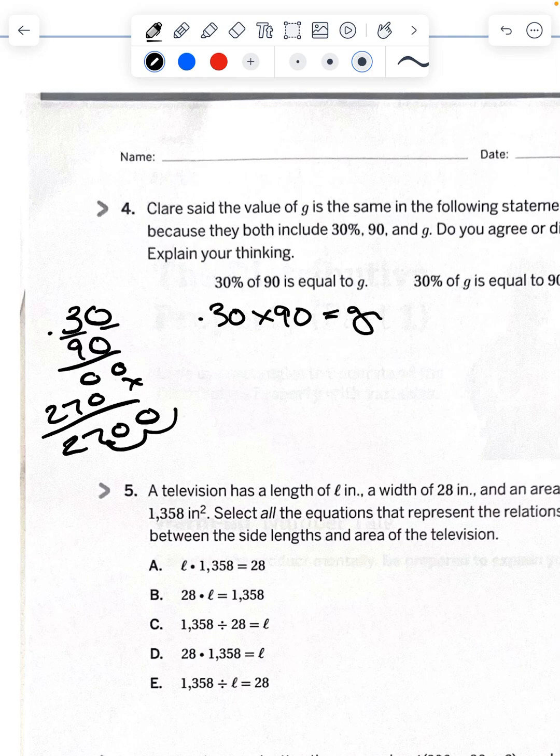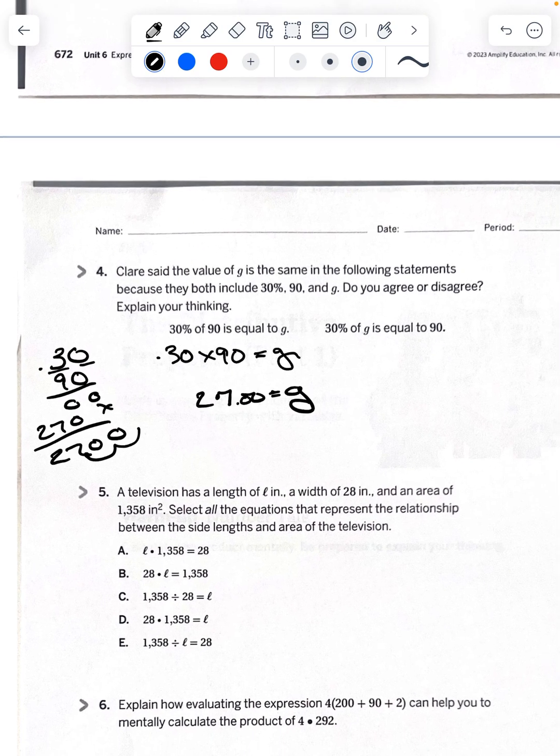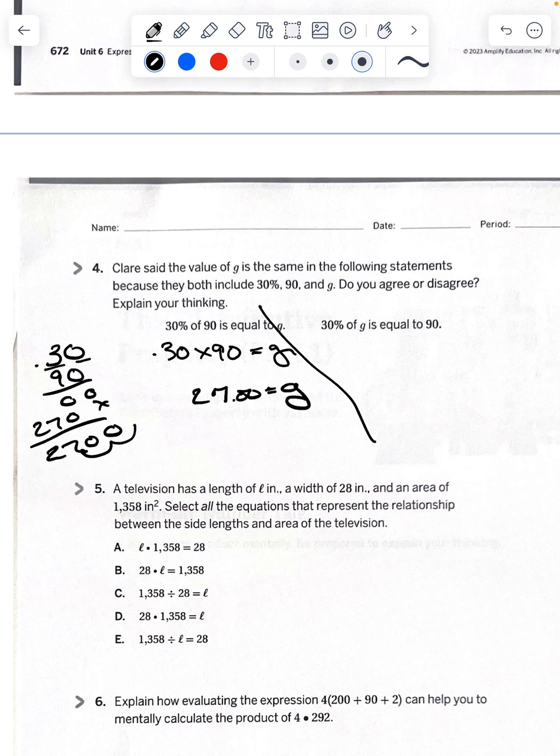Okay, so if I do 30 times 90, 27 is G. Let's look at the second one. On the right hand side, 30% of G is equal to 90. So she rearranged it thinking you're going to get the same thing like the associative or like the commutative property, and I don't think that's going to be true. 30% would look like this, written as a decimal, of G, this times G is equal to 90.